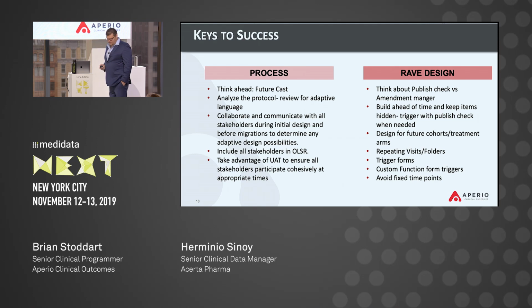And as far as some things to consider with Rave, in building for the future, you could potentially hide some things and use the publish check feature down the road instead of Amendment Manager. Amendment Manager, as many of us know, is not a quick process. Typical migrations take 2 to 3 weeks for a standard one, whereas a publish check at Apereo, we can do in 2 to 3 days. So that's one way to implement design in the future, but not necessarily put it in the design itself right away.